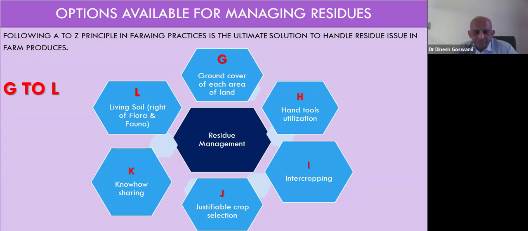Next one is the living soil, because living soil is not a physical entity. Soil is a combination of physical, chemical, and biological properties. The first right on the soil belongs to the flora and fauna, because flora and fauna have the first right to live on the soil, and after that, human beings have the right to survive on it. But at present, we are ignoring the flora and fauna, and human intervention in the soil is too much, which damages the living soil and the flora and fauna also. But if we keep flora and fauna at the center of our mind, we can manage the soil residue to a certain level.